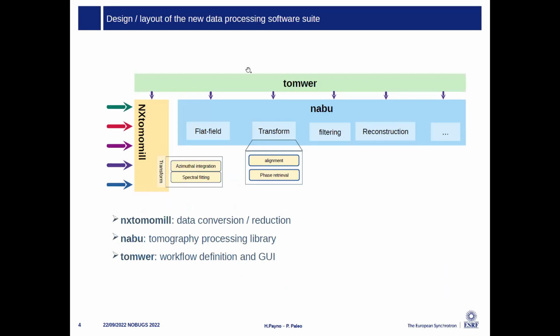Now we have three main blocks which are visible to the users. The first one is NX-tomomil, which I will detail, but the idea is that it will normalize the input for the downstream processing. Then we have Nabu, which is kind of the replacement of PyHST, but it adds more features to it and improves the design as well. And then we have Tomware, which can interconnect the different processing together and provide a graphical user interface, so scientists can define their own workflow and reconstruct their data.